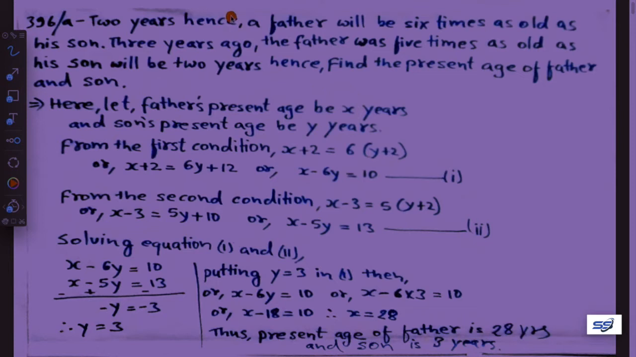To solve this age problem, we shall represent this as per the situations. Let the father be X years and the son be Y years. From the first condition of the question, we can easily write that X plus 2, since 2 years hence means X plus 2, equals 6 times the son's age. It means X plus 2 equals 6 into Y plus 2. The son is Y years old, so Y plus 2 into 6. The father is X years old, so X plus 2. Again, we can make this equation a little simpler so that our calculation will be easy.